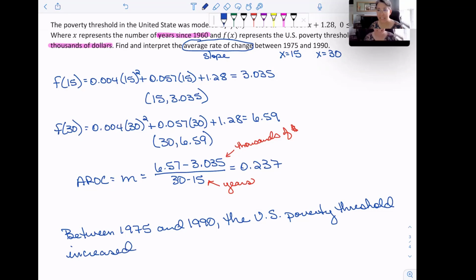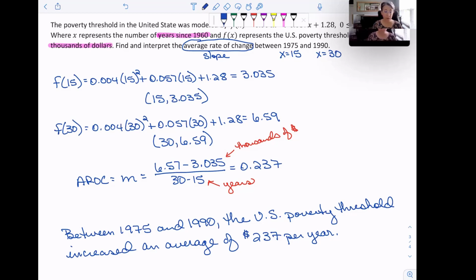And because it's a secant line, it is an average. It could have kind of gone up and down between those years, but it increased on average of, now remember that 0.237 is in thousands of dollars per year. So if I multiply that by 1,000, that actually gives us $237 per year. You could have written 0.237 thousands of dollars, or in thousands, but it just makes more sense in context to make it clear for your reader.